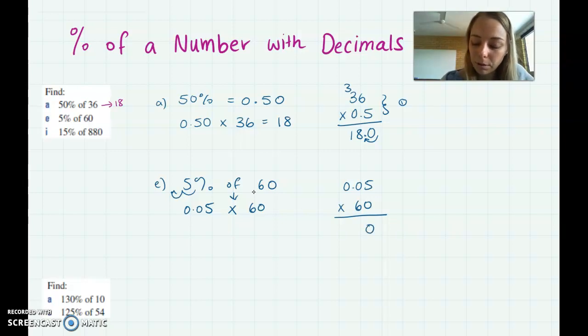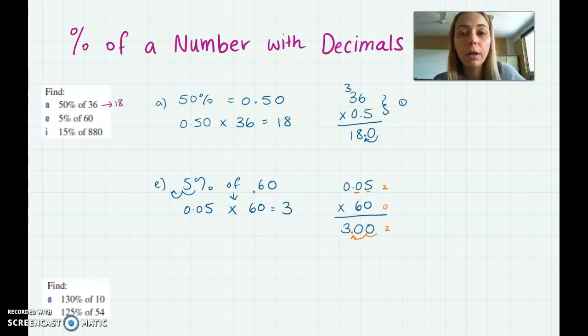That whole row is going to be 0. So really all I'm doing is 60 times 5, which is going to be 300. Now, there is 2 decimal places here. There's 0 decimal places there. So the question needs to have 2 plus 0, so that means the answer needs to have 2 plus 0, so 2 decimal places there. Final answer is 3.